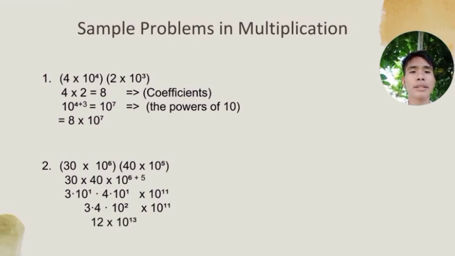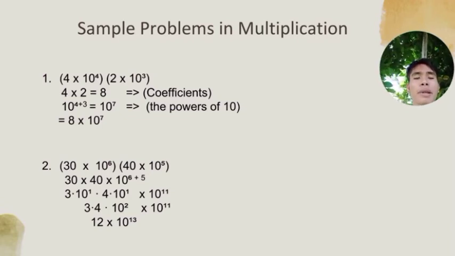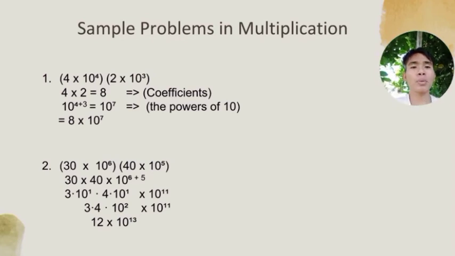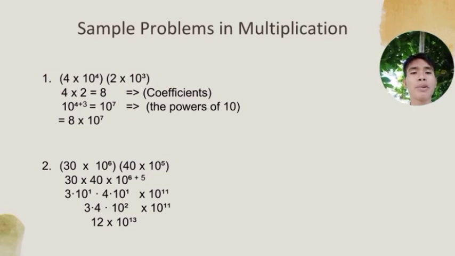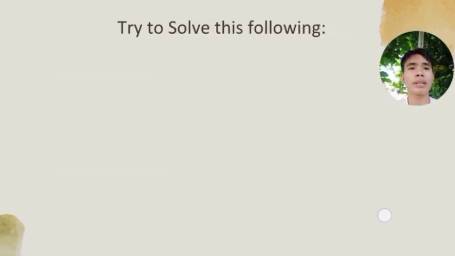Next is 3 times 4 equals 12. Then ang mga exponent i-add siya. So the answer is 12 times 10 to the power of 13. So we can't have 12 because it is more than 10. So we'll move the decimal to the left side, and it will become 1.2 times 10 to the power of 14.